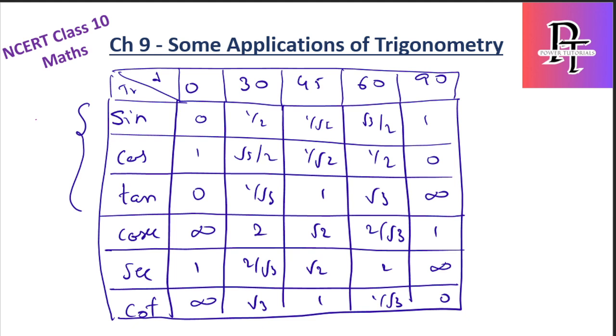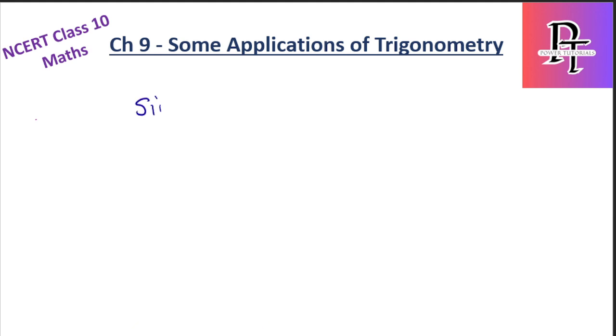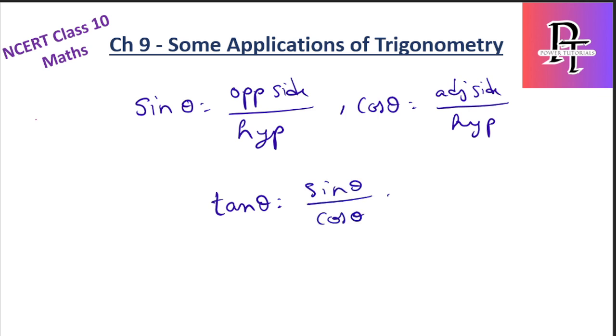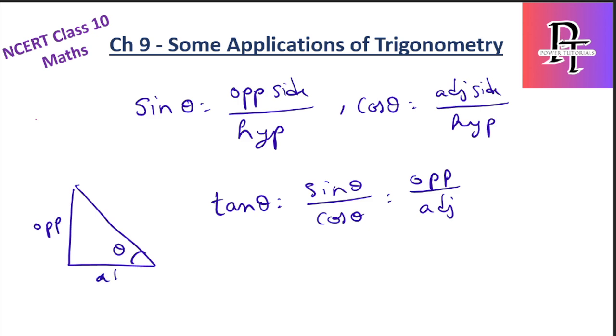Clear? Another important point is we have to remember the definitions of all 6 trigonometry ratios. Sine theta can be written as opposite side by hypotenuse, whereas cos theta can be written as adjacent side by hypotenuse, whereas tan theta will be sin theta by cos theta, which is opposite side by adjacent side. Suppose this is a triangle here and this is theta, then this is called the opposite side, this is the adjacent side and this is the hypotenuse.